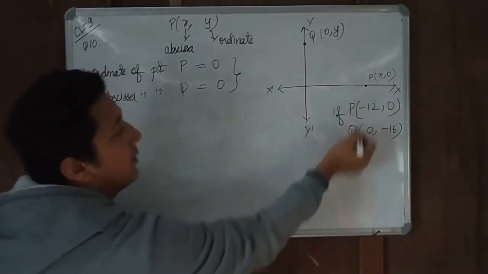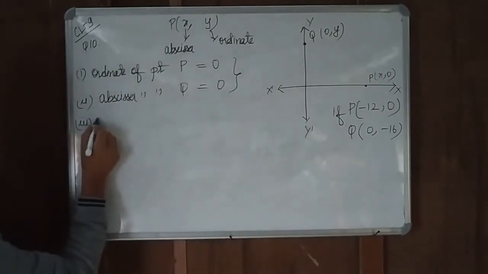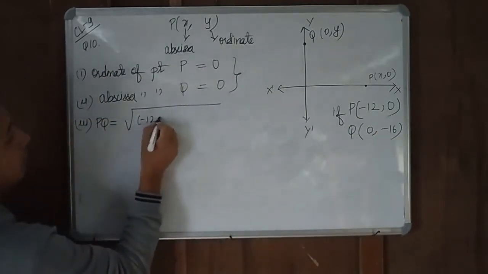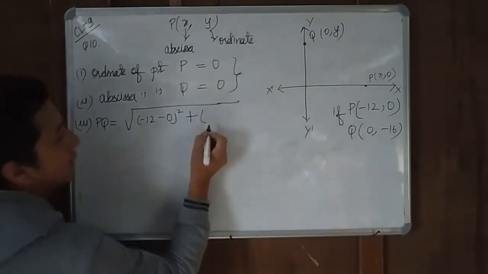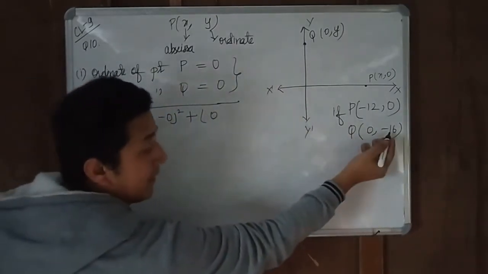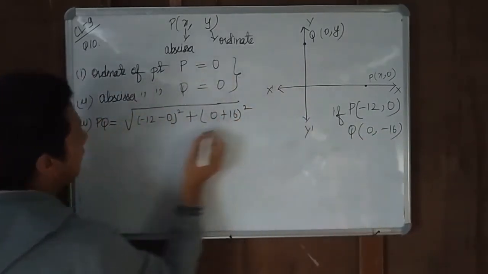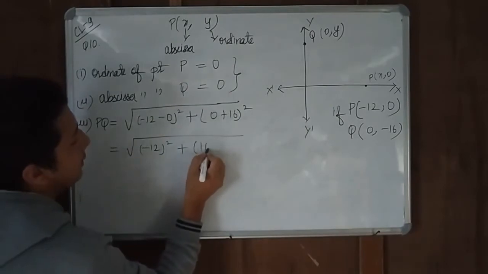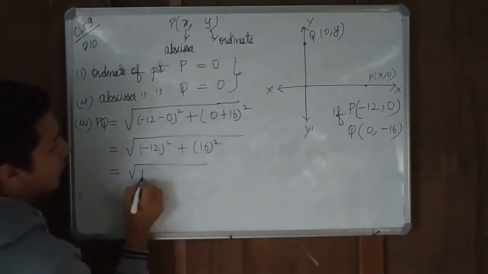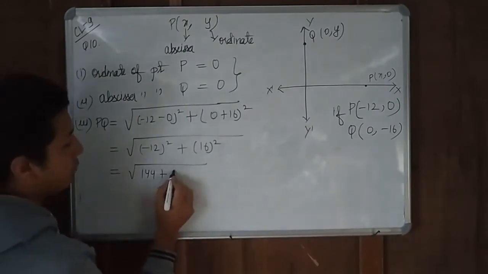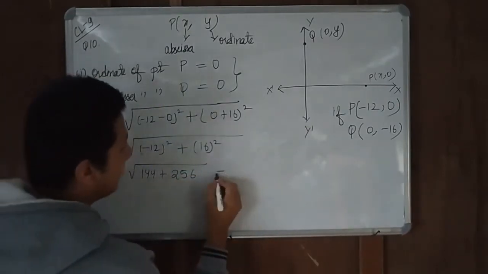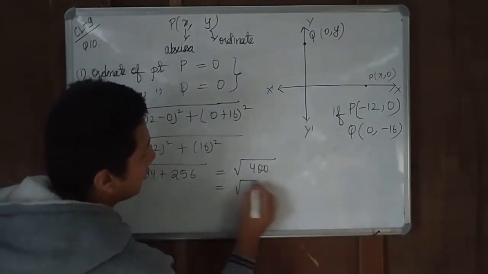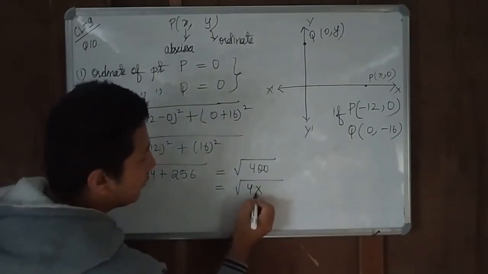We know how to find. Let's use the distance formula. So PQ is equal to root over minus 12 minus 0 whole square plus 0, minus of minus 16 is plus 16, whole square. Are you clear, boys? So therefore minus 12 whole square plus 16 whole square. Minus 12 whole square means 144. 16 square means 256. If I add it, then this will be 400, right, boys? So therefore 400, I can write this as 4 into 100.